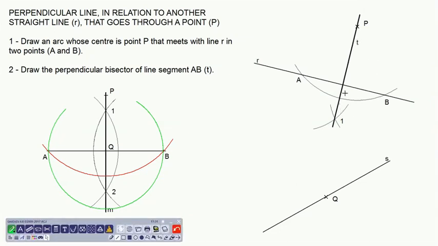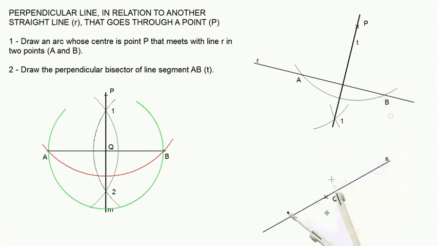It doesn't matter, as I said before, whether the point we want to draw the perpendicular line through is on line R or not. We can draw a line that is perpendicular to line S and that goes through point Q if we follow the same steps that we did with point P. We find 2 points on line S at the same distance from point Q, A and B.